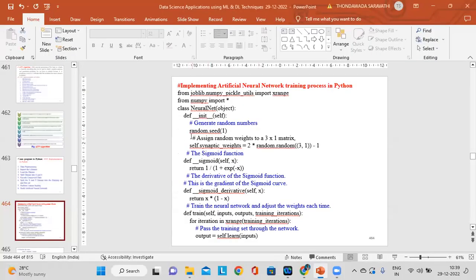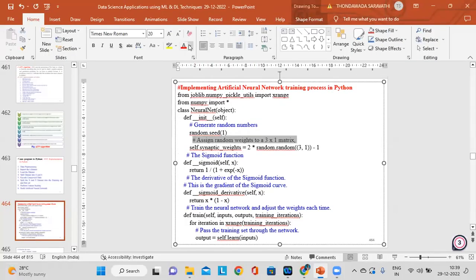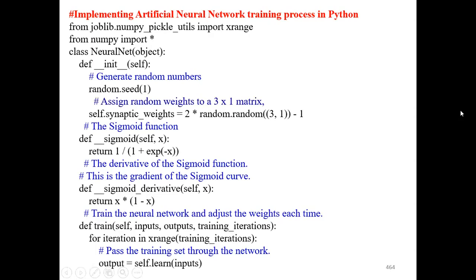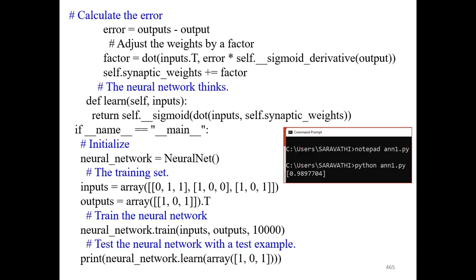See, this is assigning random weights. You can call it also the comment section. Then the sigmoid function we are calculating. Then the derivative of the sigmoid function. This is the gradient of the sigmoid curve. Then train the neural network and adjust the weights each time. Then pass the training set through the network. Then calculate the error. The neural network thinks. Then initialize the value.